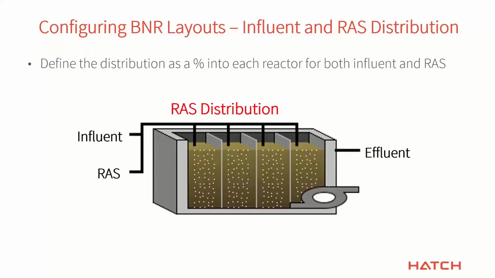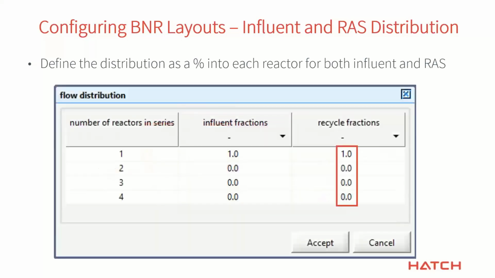So those are settings that are important to know. And then secondly, the RAS distribution is almost exactly the same thing. By default, 100% of it goes in the front. But if you have a situation where you would like to put it into some of the other parts of this system, that's this menu here. Same menu we were just looking at, but now this right-hand column here where you set your recycle fractions. I have to say I haven't worked on too many systems where the RAS doesn't go in the front, but I can think of at least one where we did.